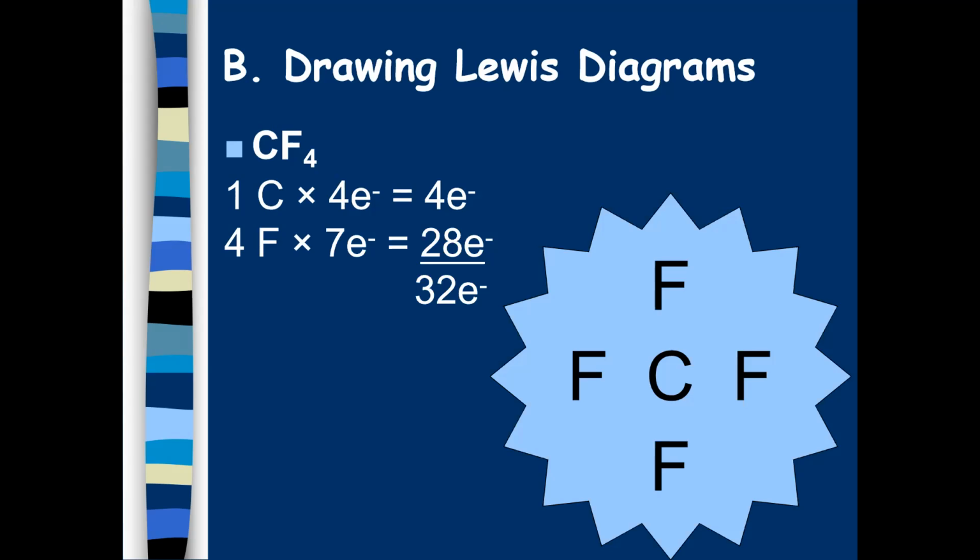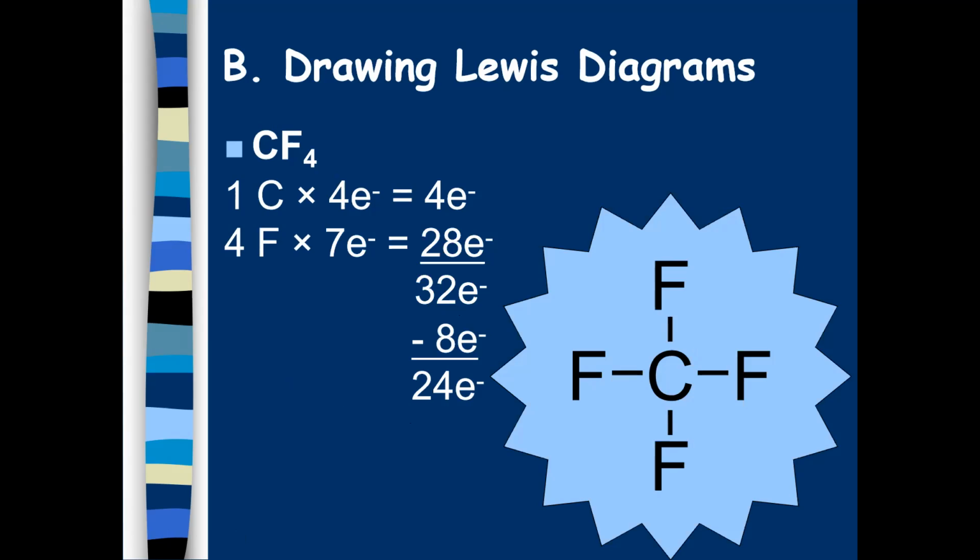One of the things it doesn't tell you on the steps, and this is something you need to know, is after you make the bonds, you need to subtract that number from the total. So you just use 2, 4, 6, 8 electrons, right? Because you got 4 little bonds. Subtract those, you have left 24.